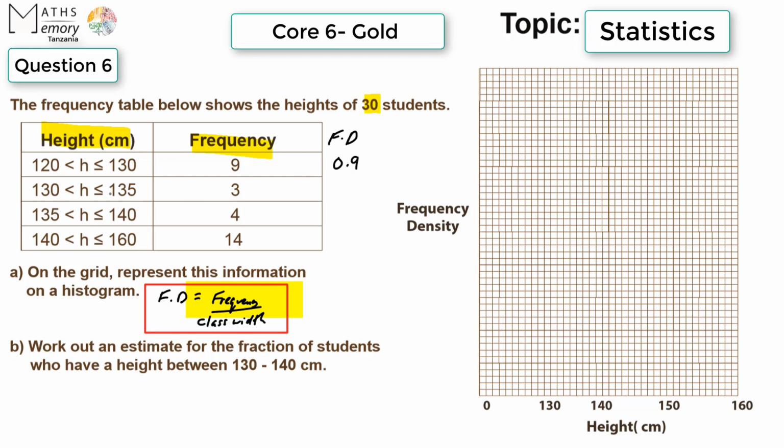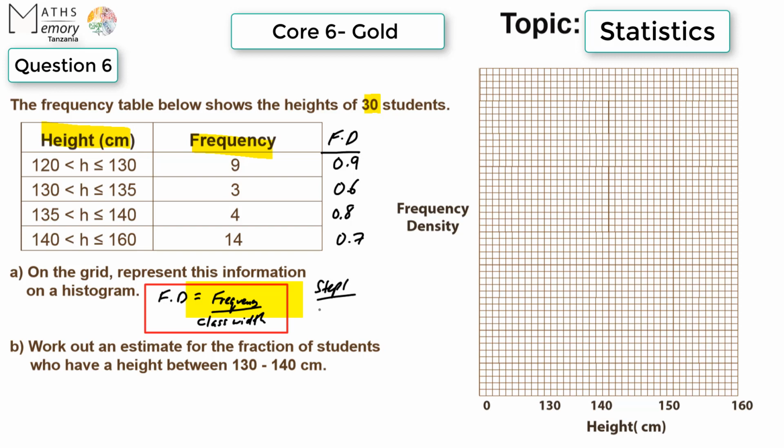3 divided by 5, 0.6. 4 divided by 5, 0.8. And 14 divided by 20, 0.7. So we prefer to put these as decimals rather than a fraction. It's easier to write. Now, step 1, let's just write that down over here.